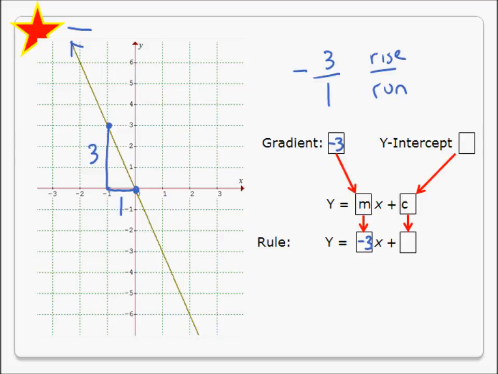My y-intercept, that's where it cuts through there. My y-intercept occurred at 0, 0, so the y part of that is 0. So I can write my rule now as y equals -3x plus 0. Well, to tidy that up a little bit, I'm just going to write it as y equals -3x. Now that's something you need to remember, that even though there is no constant term at the end showing, it's actually 0.